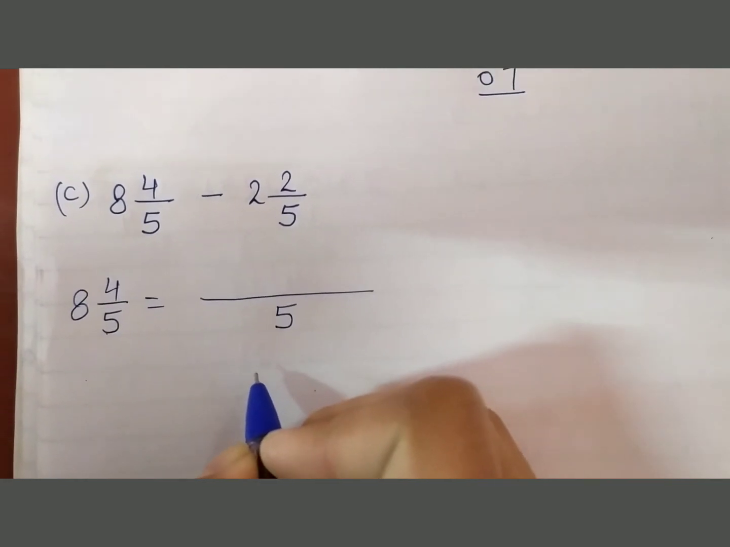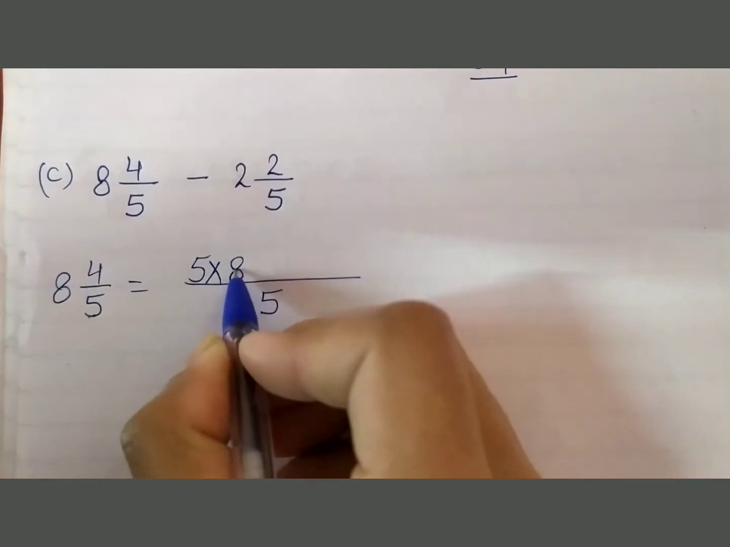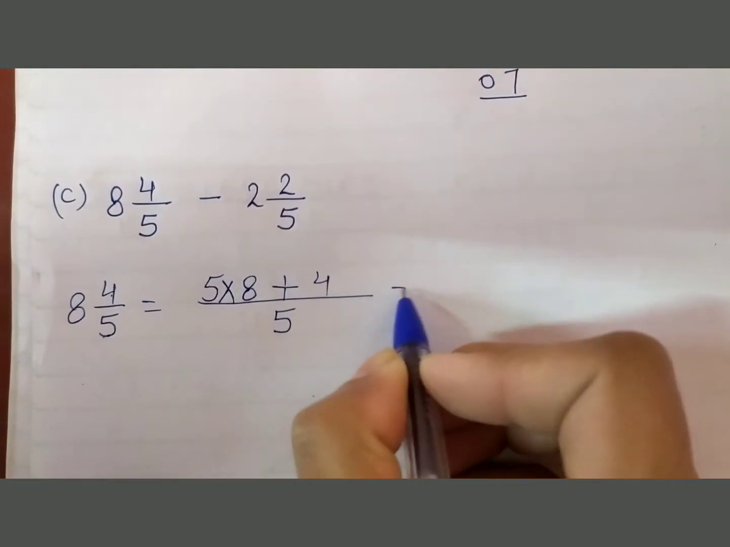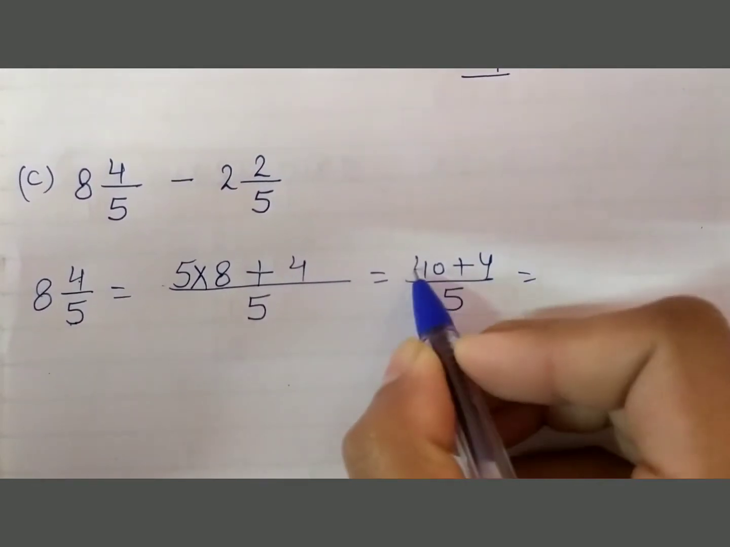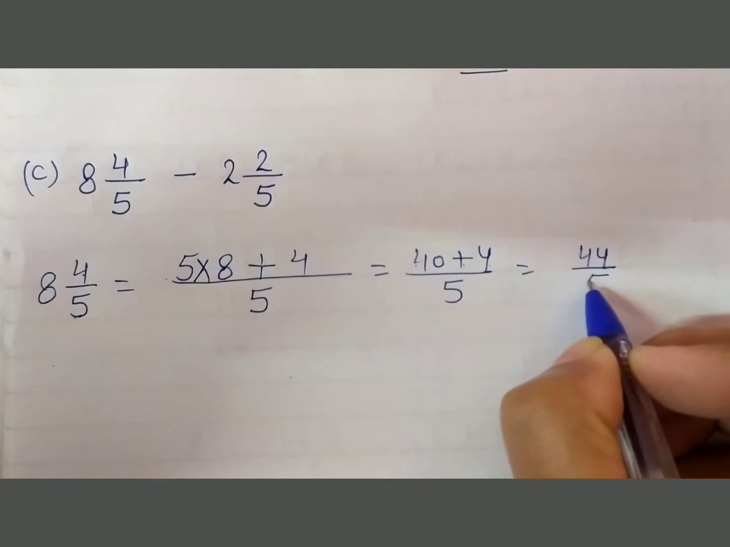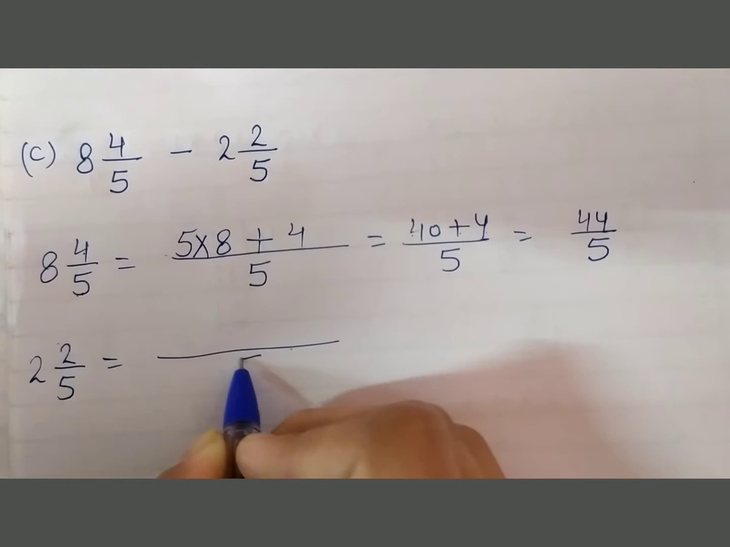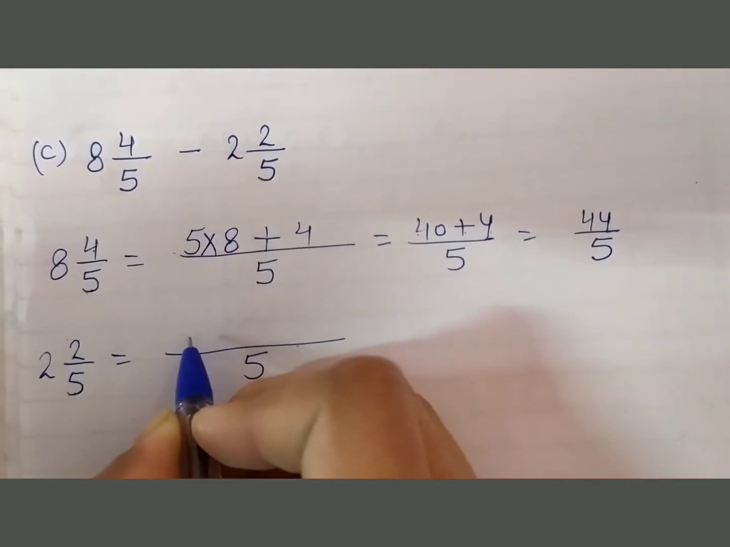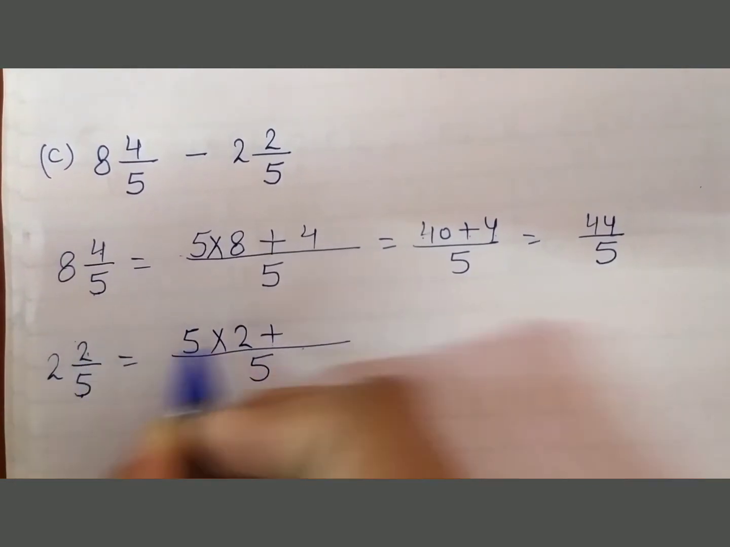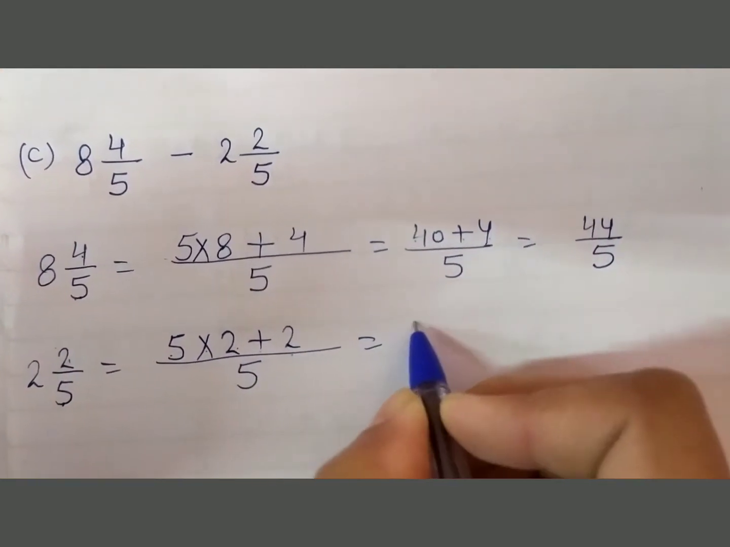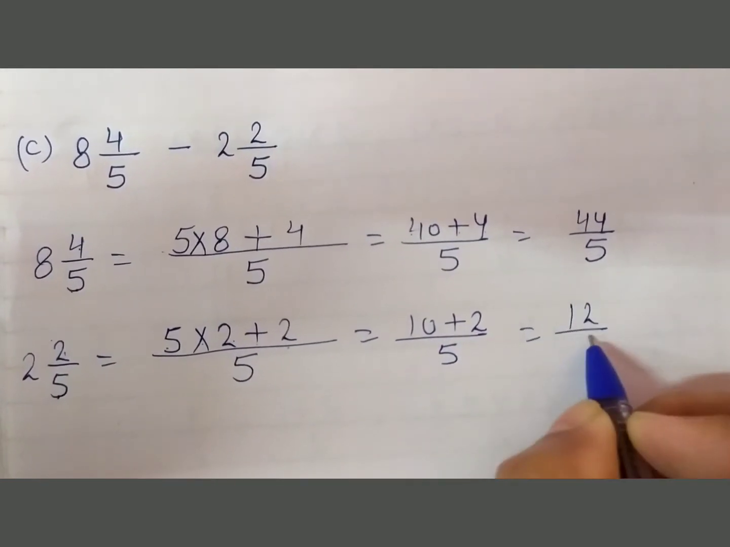In the numerator, write 5 multiply 8 add 4. 5 multiply 8, 40 plus 4 upon 5. 40 plus 4, 44 upon 5. Okay. Similarly, write 2 2 upon 5. Write 5 in the denominator as it is. In the numerator, firstly write 5 multiply 2 add 2. 5 multiply 2, 10 plus 2 upon 5. 10 plus 2, 12 upon 5.